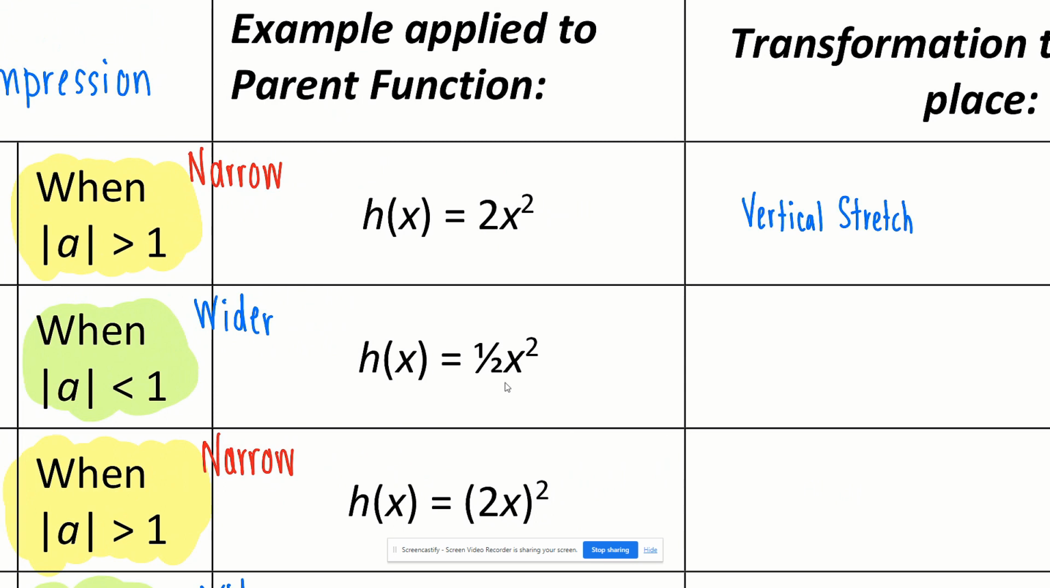Okay? So again, watch this. All right, I see this number being multiplied. That's a dilation. Well, it's less than 1. It's going to get wider. Well, it's on the outside, so it's vertical. What vertical dilation makes something wider? A vertical compression. So I hope this makes sense. It's pretty simple, really, if you follow the reasoning.